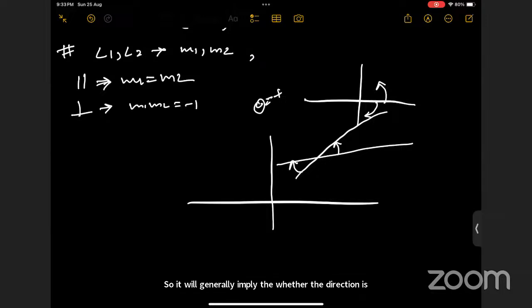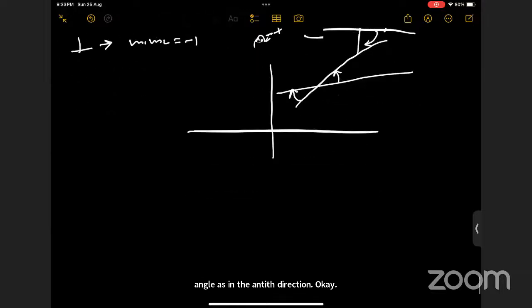Generally, anti-clockwise means positive. Yes, anti-clockwise means positive. So we take the positive direction as the anti-clockwise direction, and naturally we take the angle theta in the anti-clockwise direction. Okay, ma'am, got it.